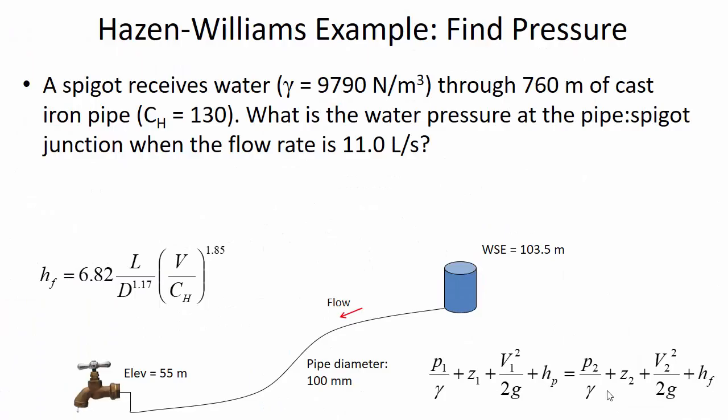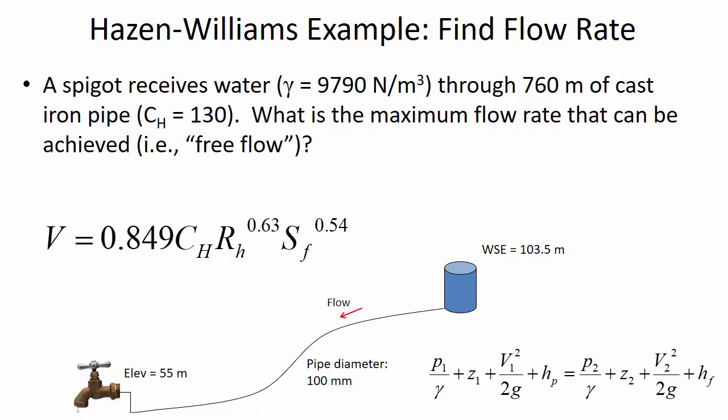Let's take a look at this next Hazen-Williams equation where we find the flow rate.